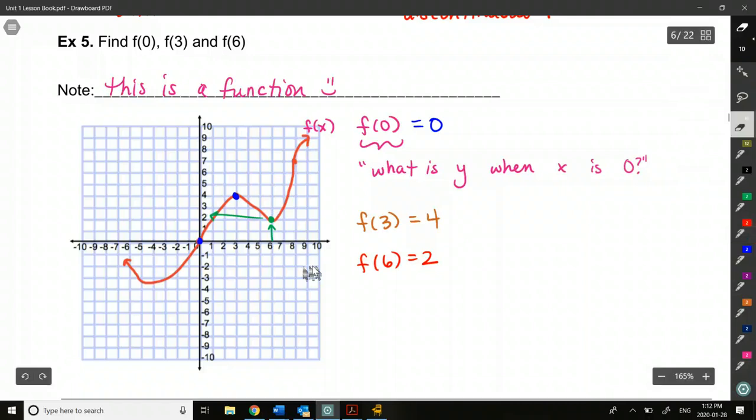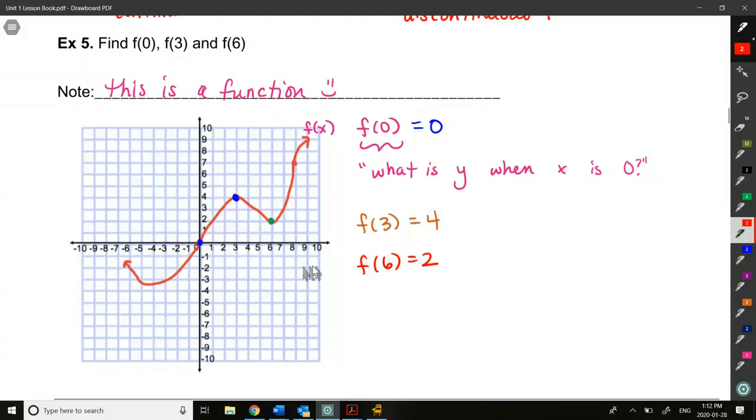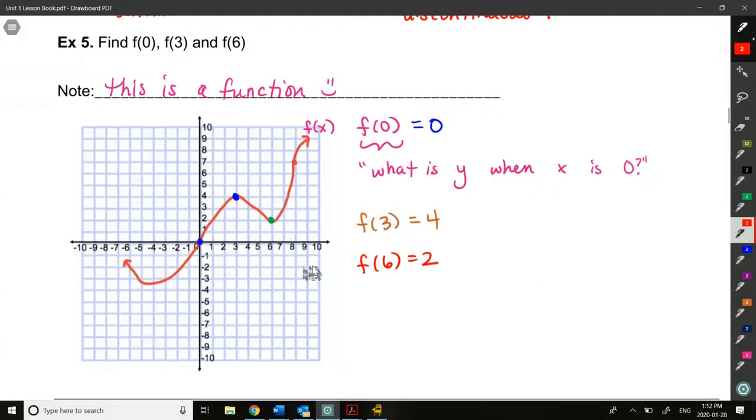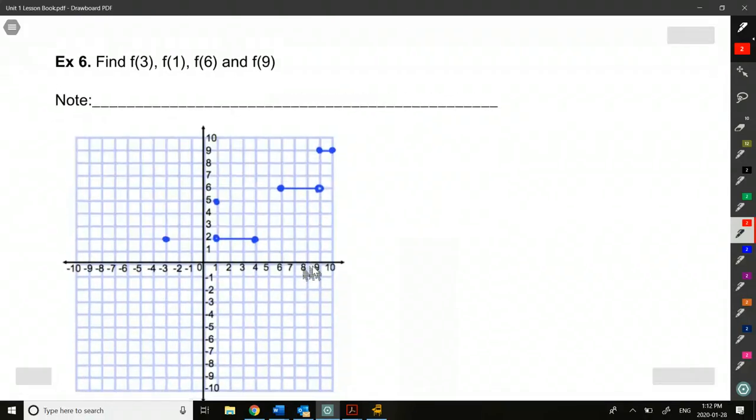Perfect. So again, these are just points on a graph, right? That's what we're talking about when we're thinking about function notation. Are we all good with that? Any questions? Can I scroll? No? Okay. Function or not a function?